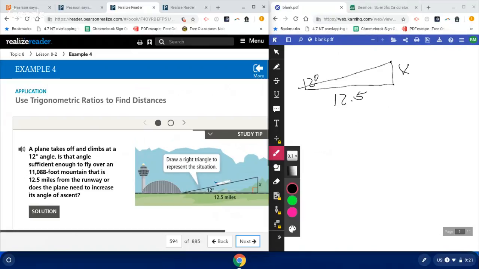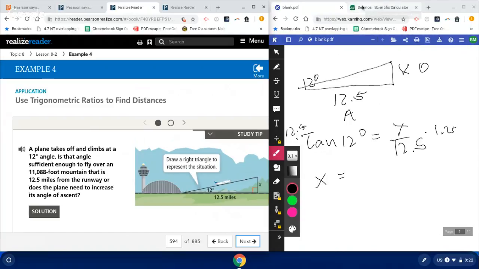Hopefully you're writing this a little bit nicer than I am. It's hard to write on the screen. So this is the opposite side. This is the adjacent side. So the trig function that makes sense is tan. So I'm going to write tangent of 12 degrees equals x over 12.5. Okay, so now we're going to use a calculator, and I'm going to multiply both sides by 12.5. So then I know that x equals whatever I get when I do tan of 12 times 12.5.